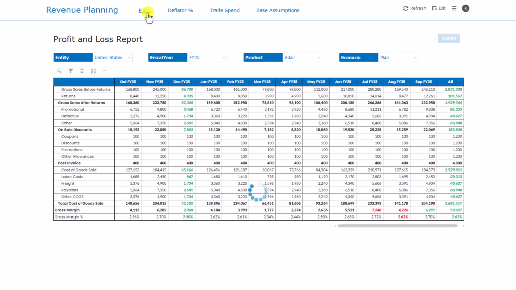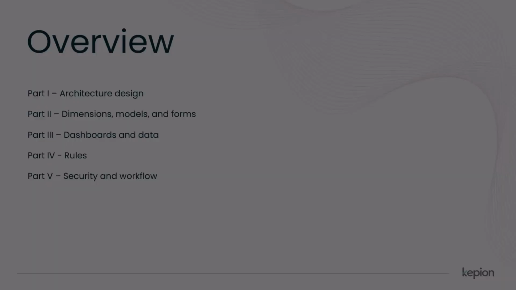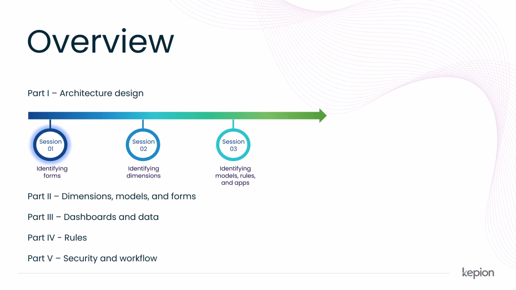Before we can start building this in Kepion, we first need to plan out the design and architecture of the entire application. In the first session of this tutorial series, we'll do just that by taking a look at how to translate customer requirements into an architecture document formatted for Kepion.